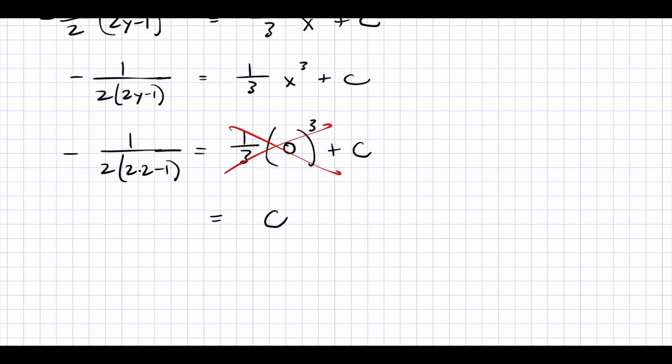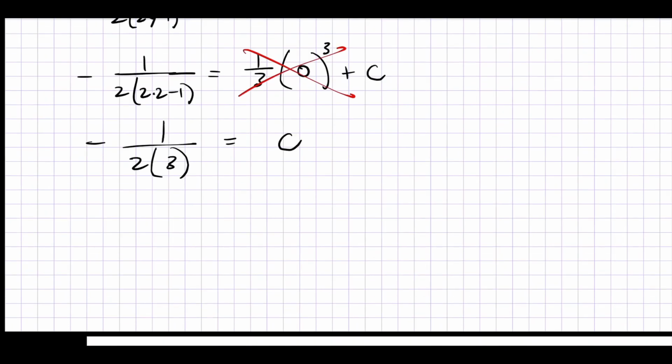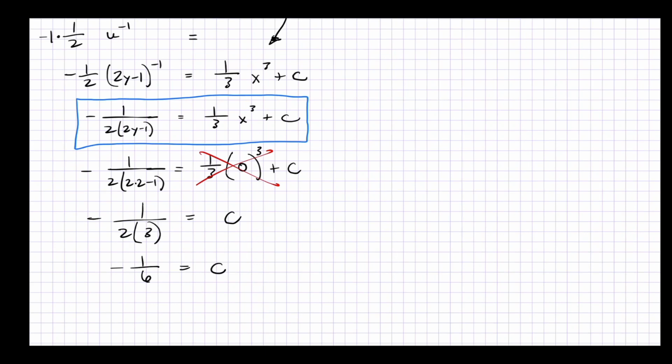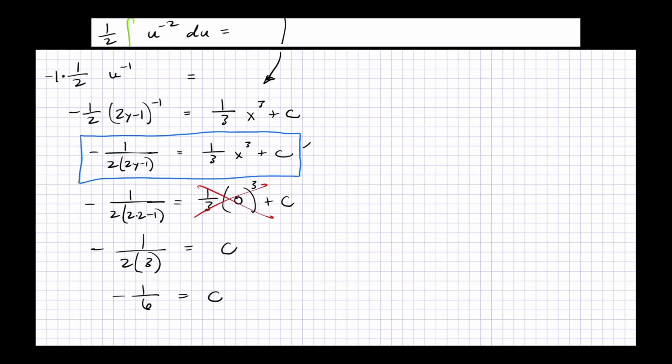The other side, we're going to have negative, so it's going to be 2 times 3, so negative 1/6. That's c. So we're going to put that into the general solution. The general solution was right here, the one with the c. So we're going to put negative 1/6 in there. Let me move this guy to the top, so we have negative.